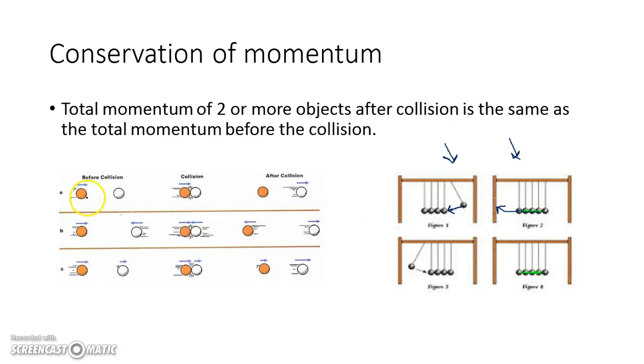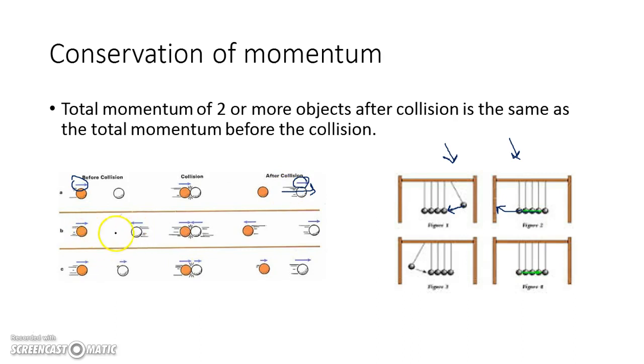All right, so here we have an object that's rolling, the orange ball is rolling, and the white ball is stationary. When the orange ball hits the stationary ball, the orange ball now sits still, but the white ball takes off, and it has the same amount of momentum that it did before the collision. Okay, total when you add it up.